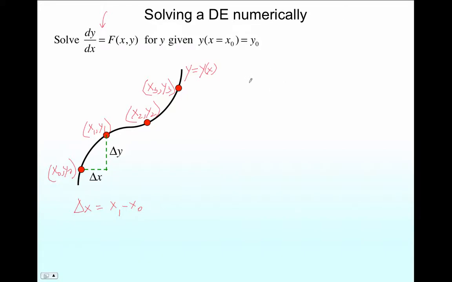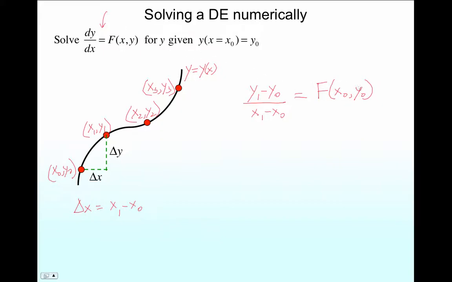Now, let's approximate dy by dx by saying it is y1 minus y0 divided by x1 minus x0. And that's equal to the value of f somewhere in between them. But since we know it only at this value over here, we're going to write this as f at x0, y0. Now this here is known by hypothesis because we know what f as a function of x and y is.